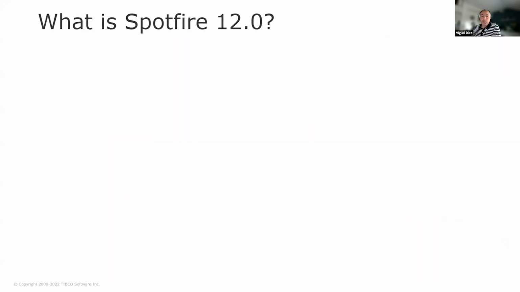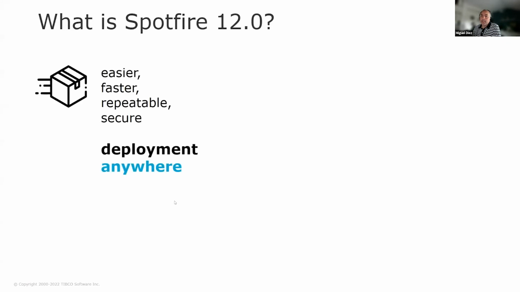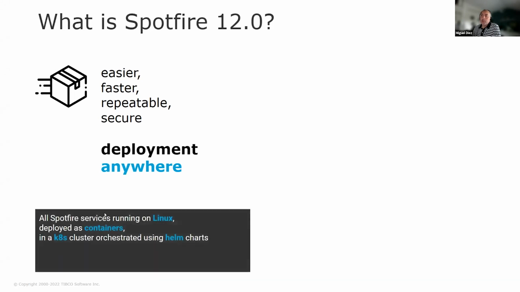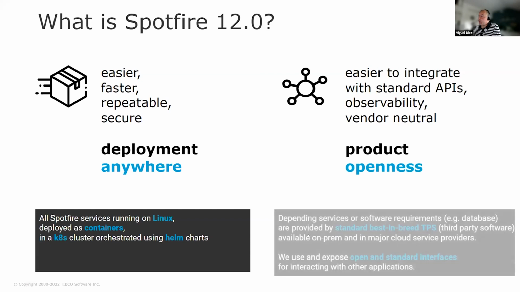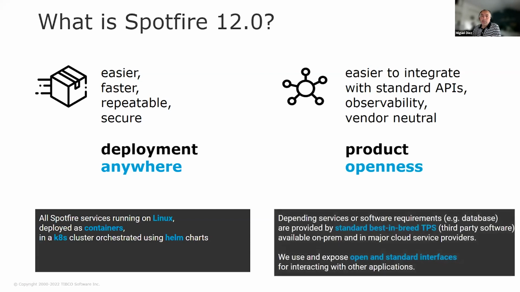So what is Spotfire 12.0 for cloud native? It is deployment anywhere, using all the services running on Linux, deployed as containers in a Kubernetes cluster orchestrated with Helm charts. And it is about openness, product openness, using standard best-in-breed third-party software for system requirements and open and standard interfaces for supporting components.